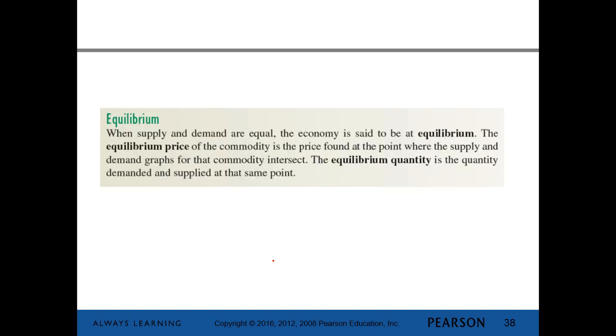So equilibrium, what is equilibrium? It says when supply and demand are equal, the economy is said to be at equilibrium. The equilibrium price of the commodity is the price found at the point where the supply and demand graphs for that commodity intersect. The equilibrium quantity is the quantity demanded and supplied at that same point.